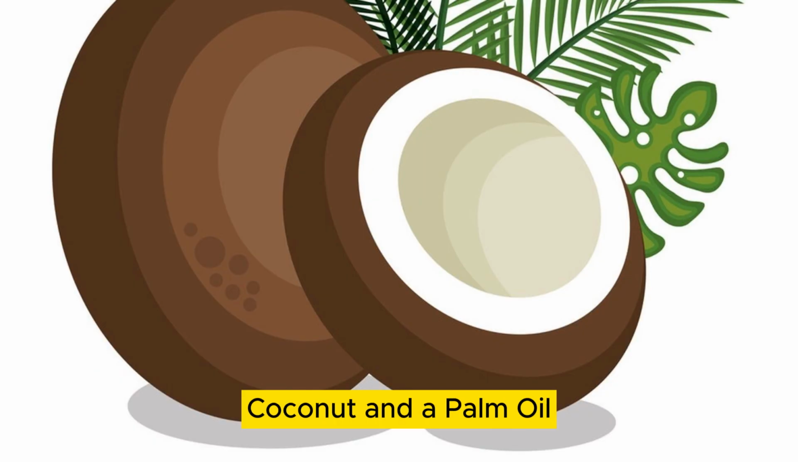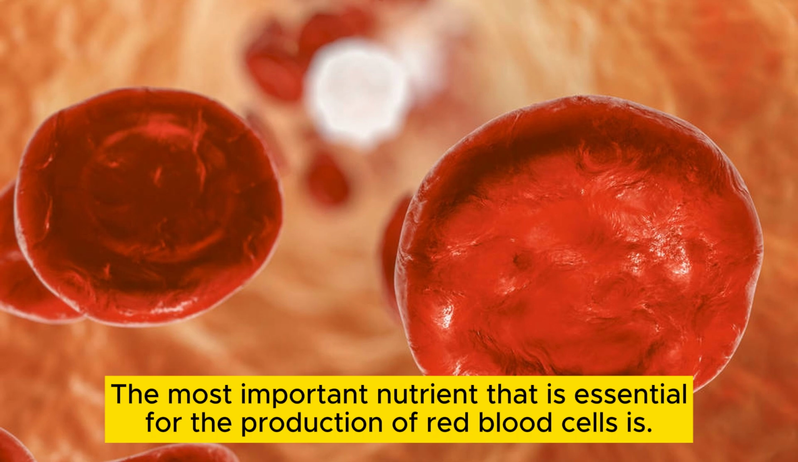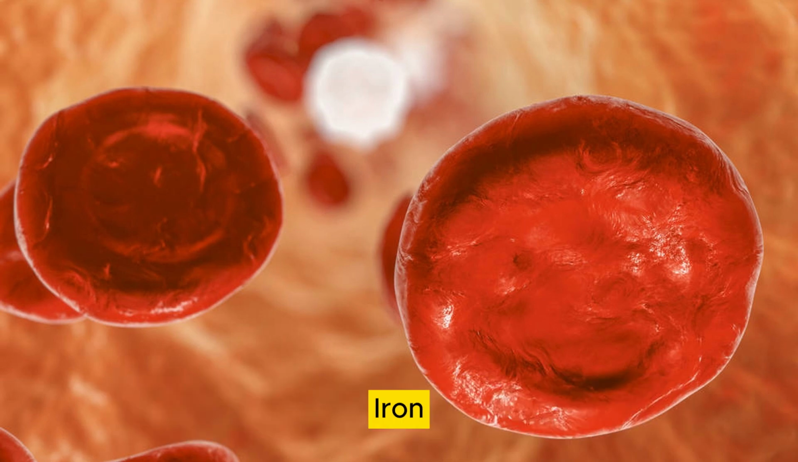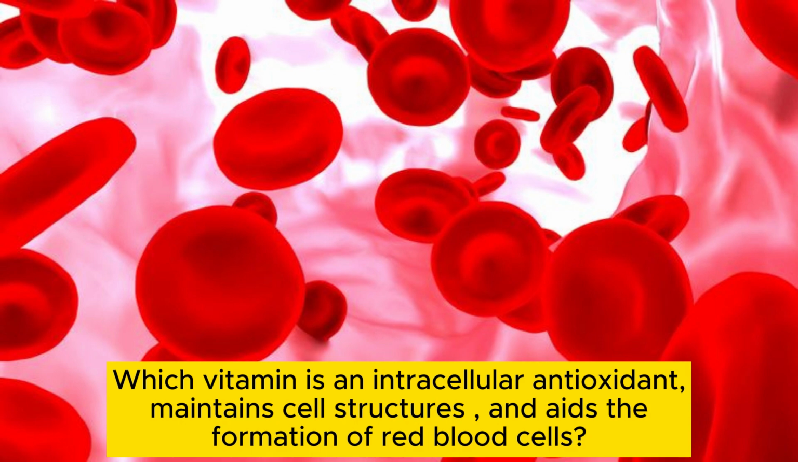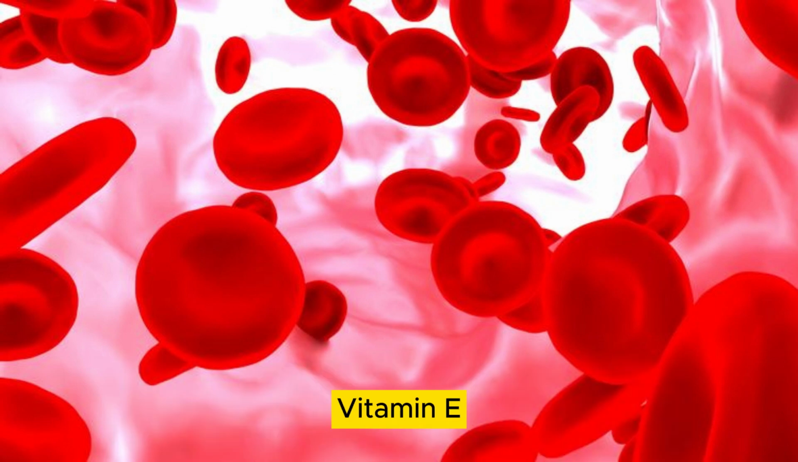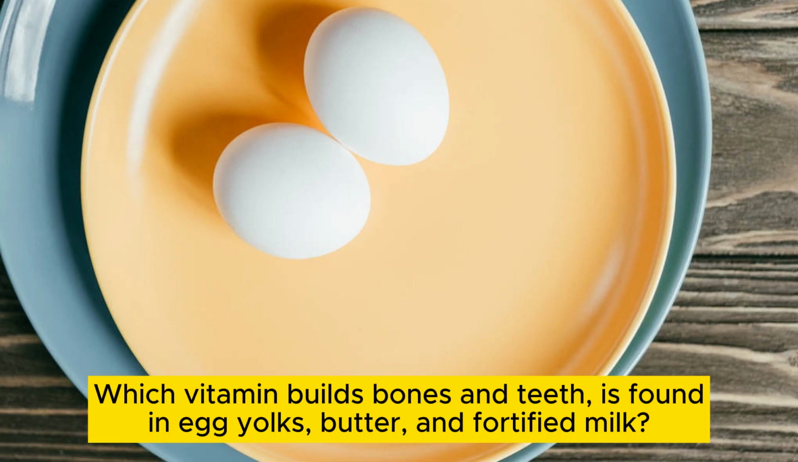Which of the following are saturated fats? Coconut and palm oil. The most important nutrient that is essential for the production of red blood cells is iron. Which vitamin is an intracellular antioxidant, maintains cell structures, and aids the formation of red blood cells? Vitamin E.